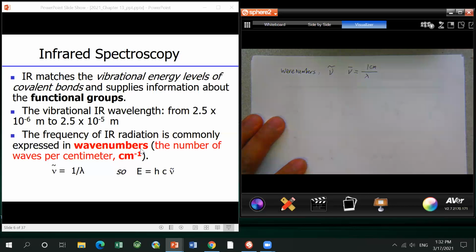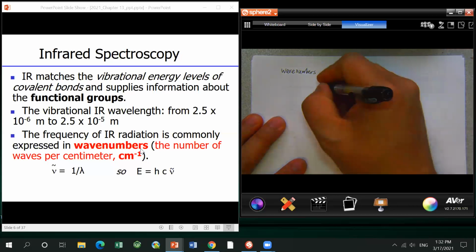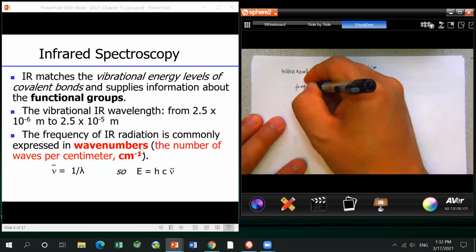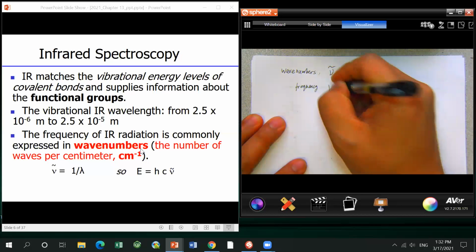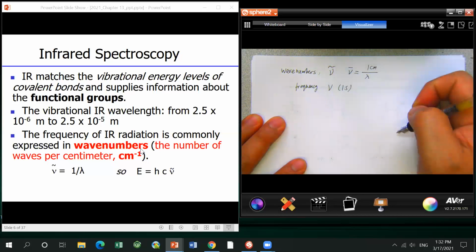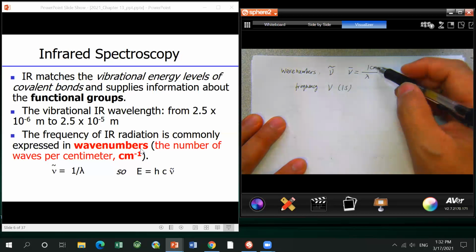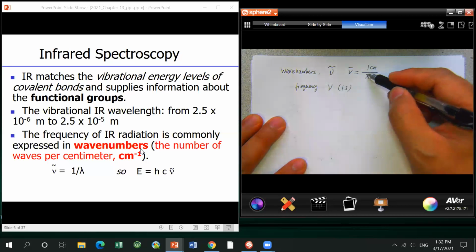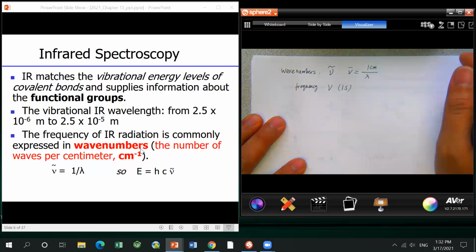And so actually, you can treat it like the wave frequency. That will be fine, just a little bit different. So frequency, we know that it's mu. That's how many waves in 1 second. Wave numbers are how many waves in 1 centimeter. So that's some little bit of difference.